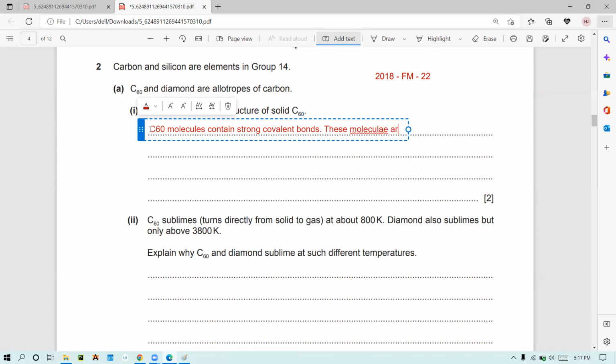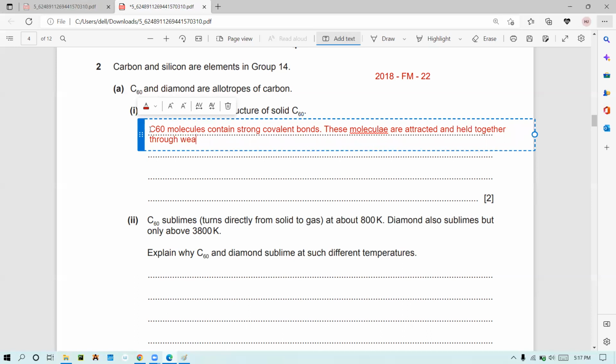These molecules are attracted and held together through weak van der Waals forces. C60 molecules contain strong covalent bonds.